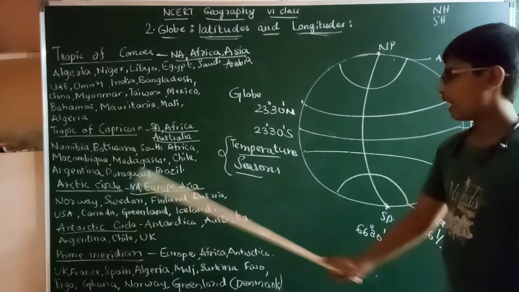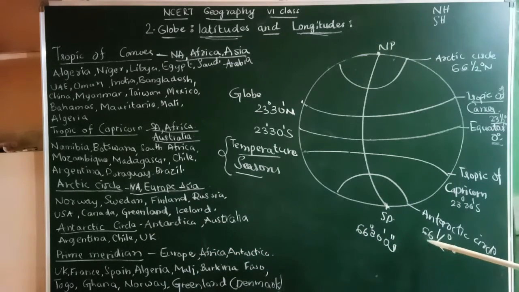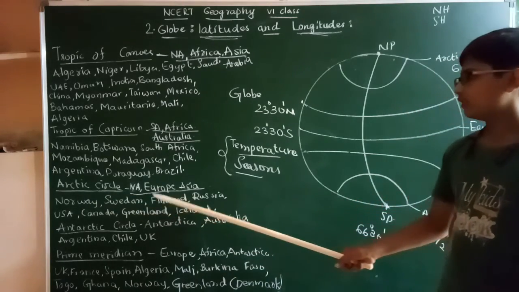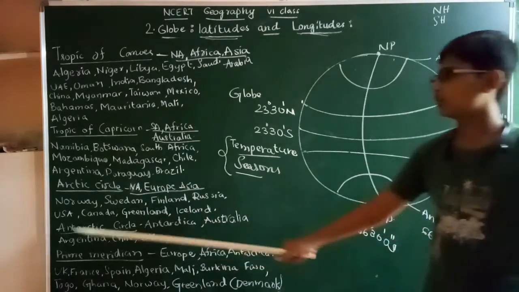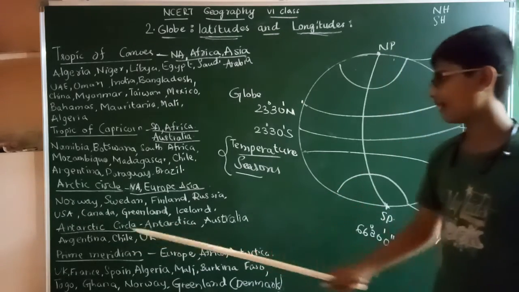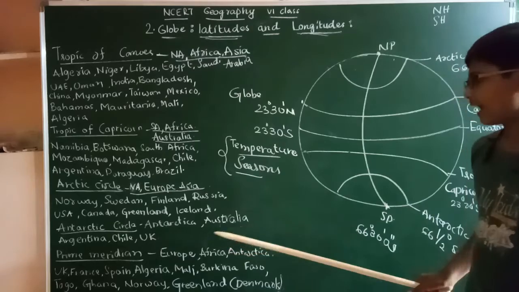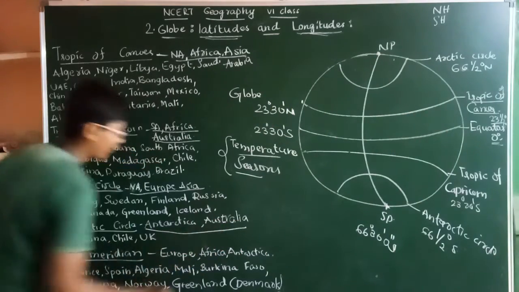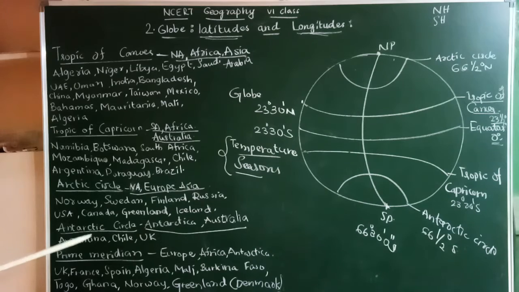Then we have the Antarctic Circle, that is 66.5 degrees south. The Antarctic Circle passes through Antarctica and Australia continents. And it passes through Argentina, Chile and UK.